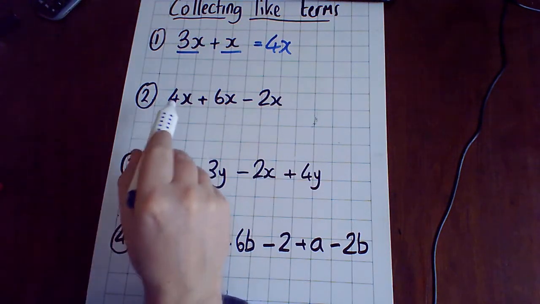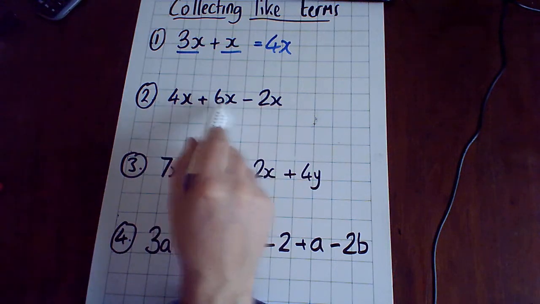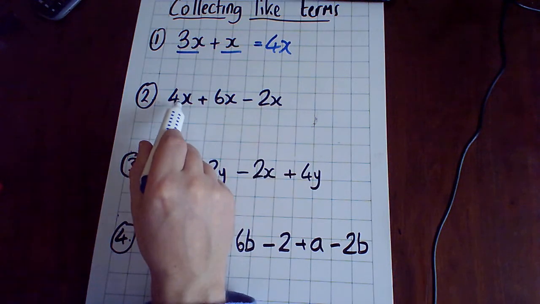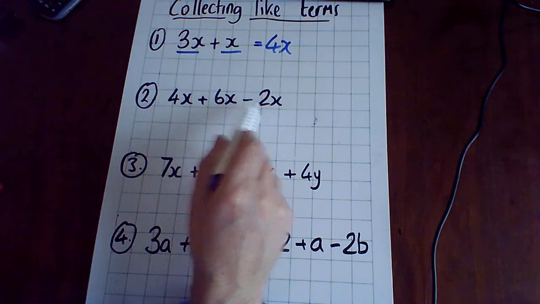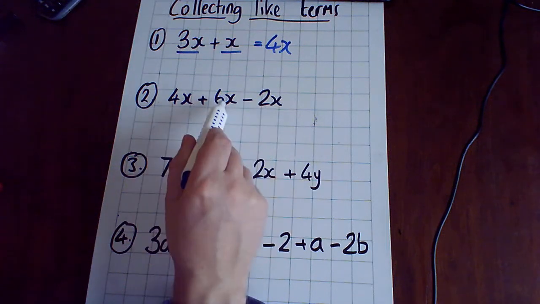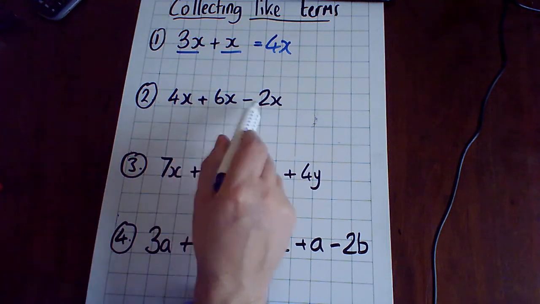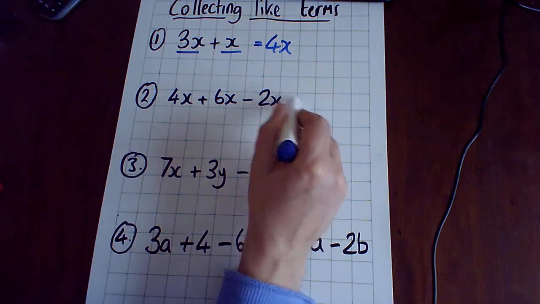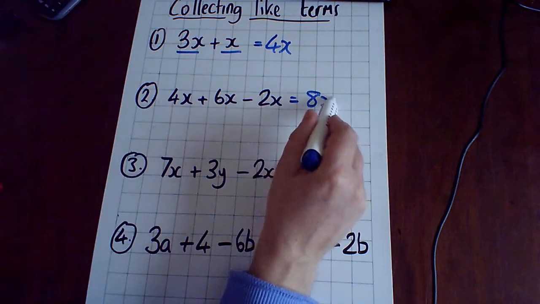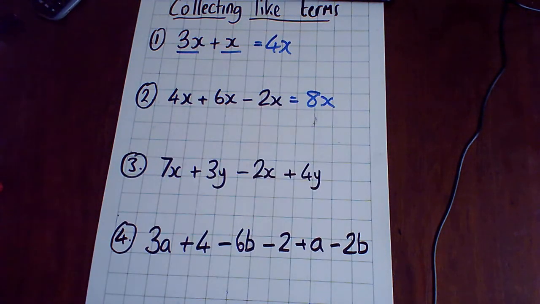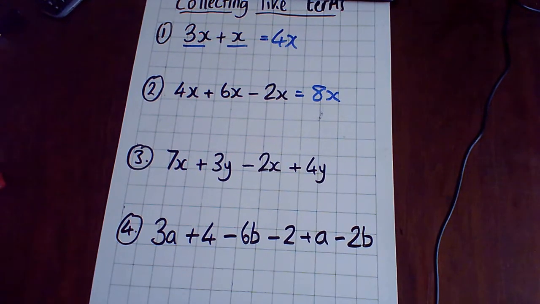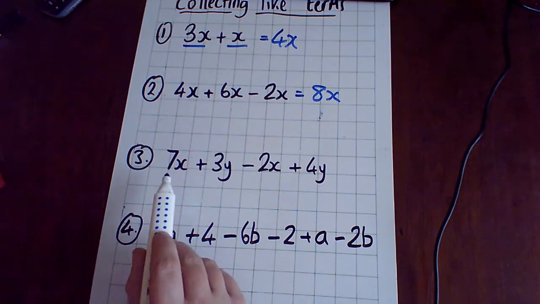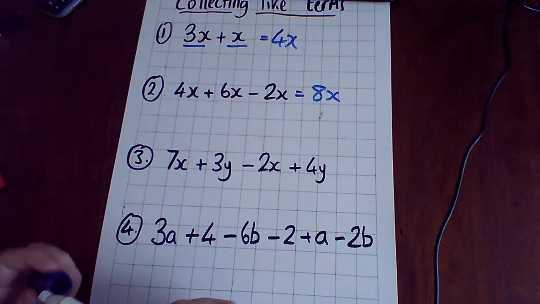Okay, next one. These are all like terms because the variable x is all the same. So 4x plus 6x minus 2x. If we have 4x's, we add 6x's, that's 10x. Take away 2x, that is equal to 8x.